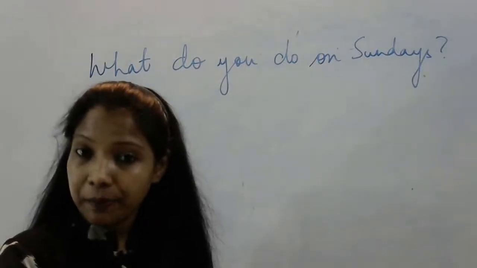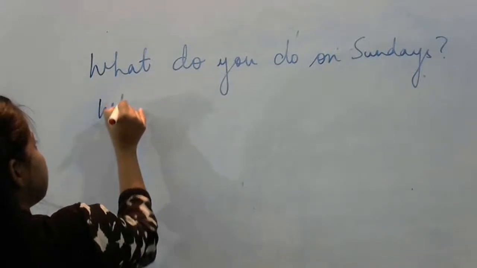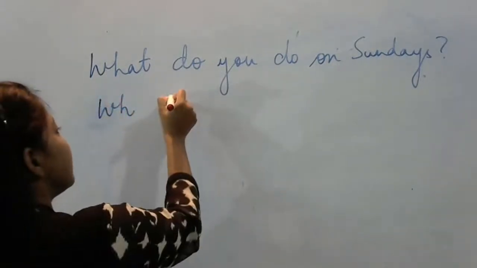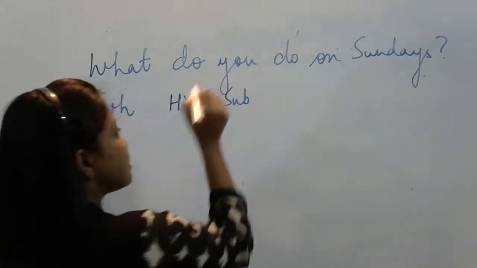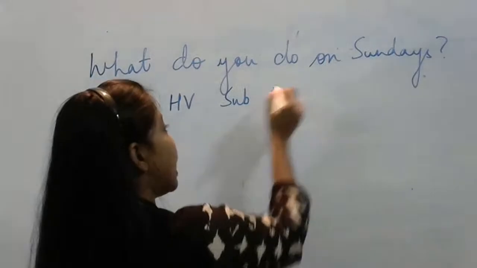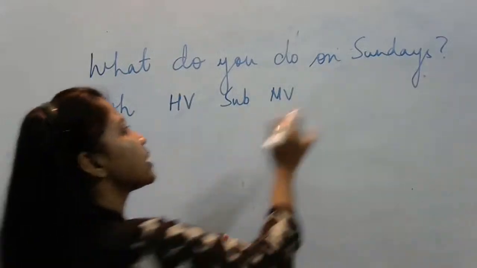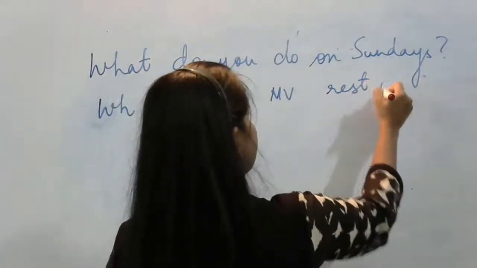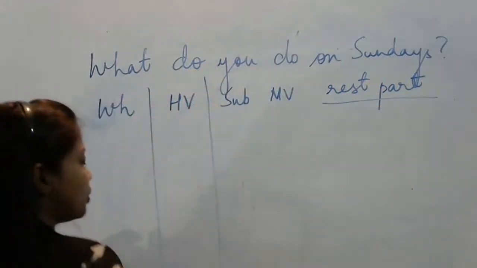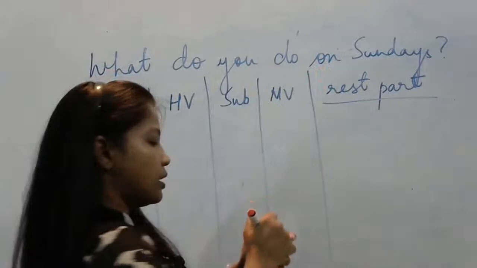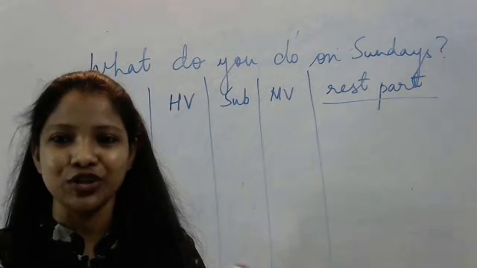So what is the question pattern? The question pattern is, should I write here? I'm writing here. WH question. ये आ गया आपका helping verb, फिर आ गया subject, फिर आ गया main verb. Now यहाँ पे main verb helping verb same है, but not necessarily हर जगह same होगा. और ये आ गया आपका rest part of the sentence. Rest part, making it into columns.